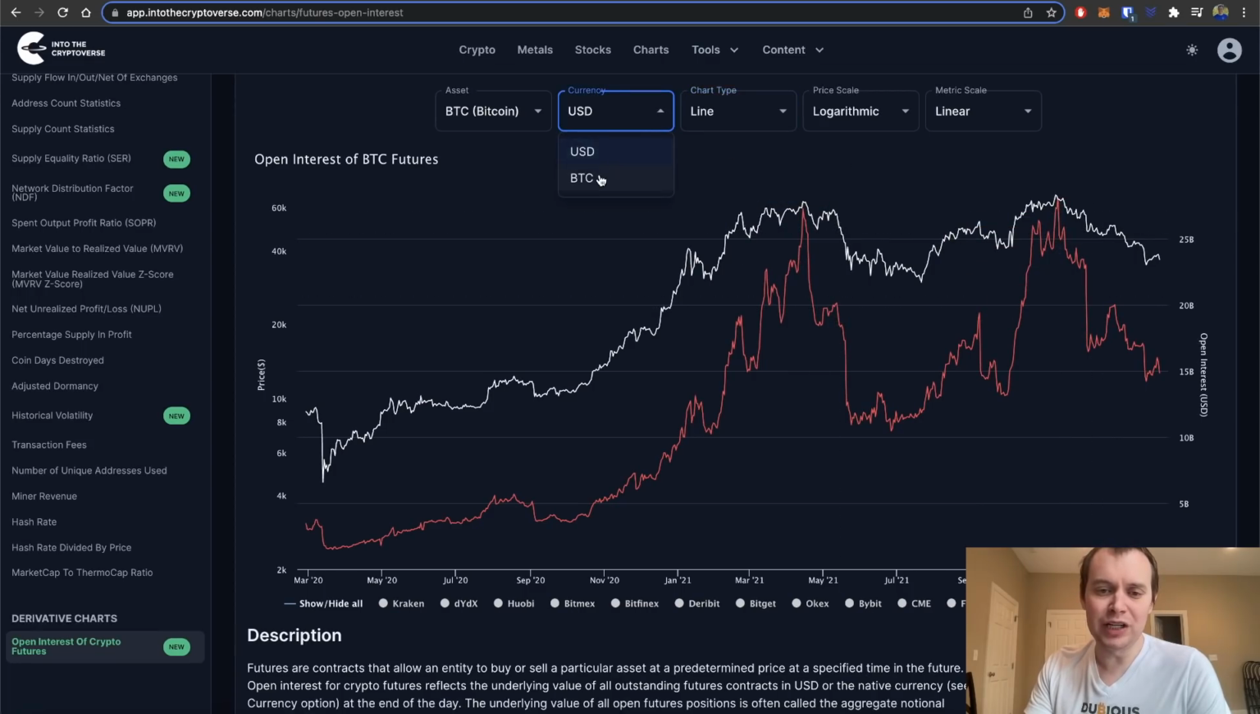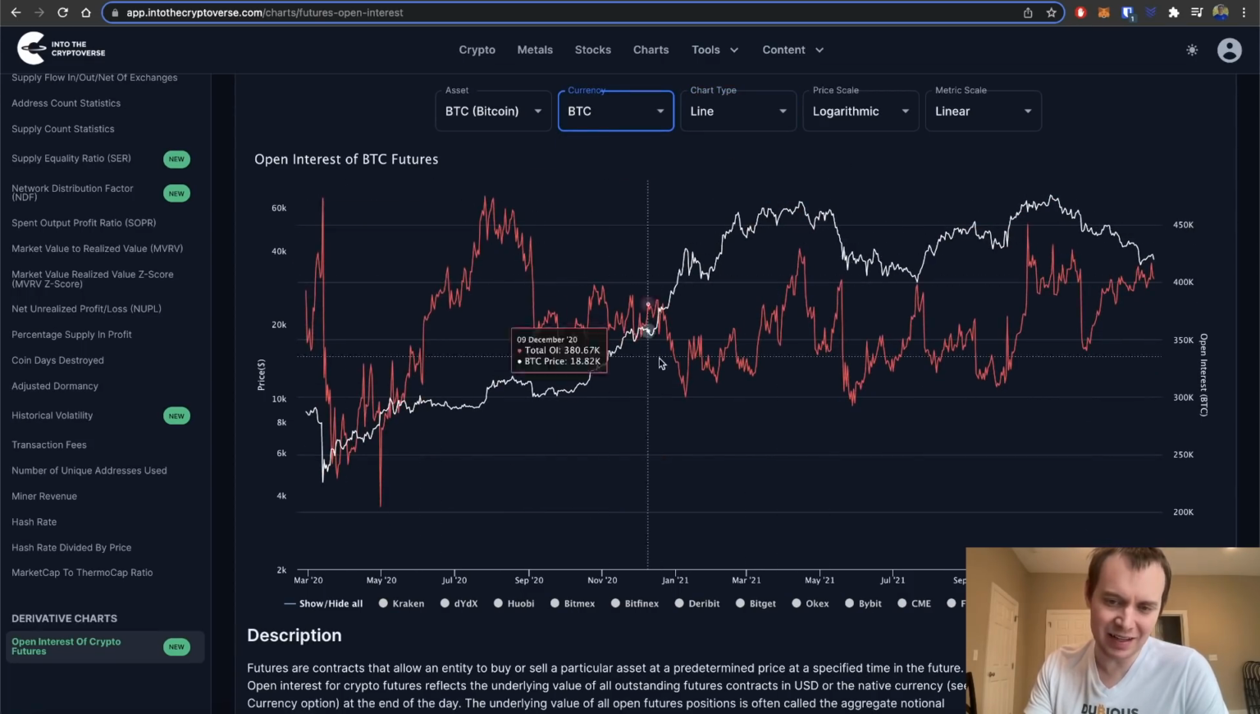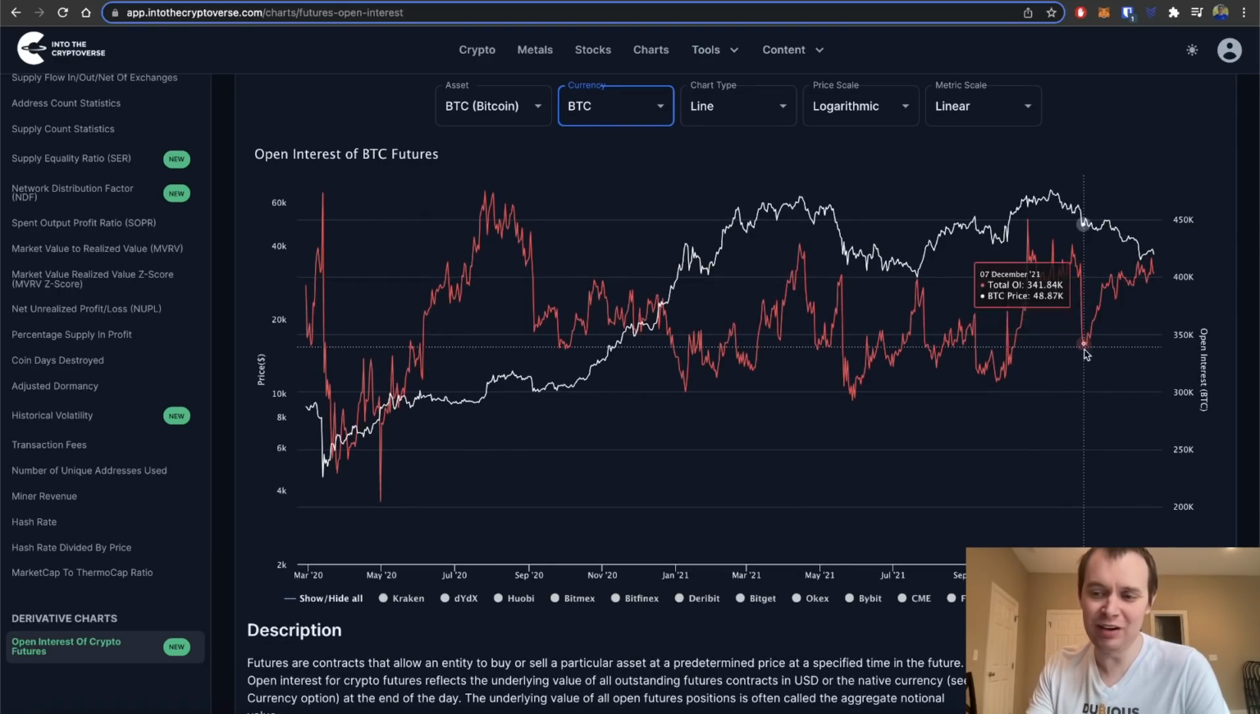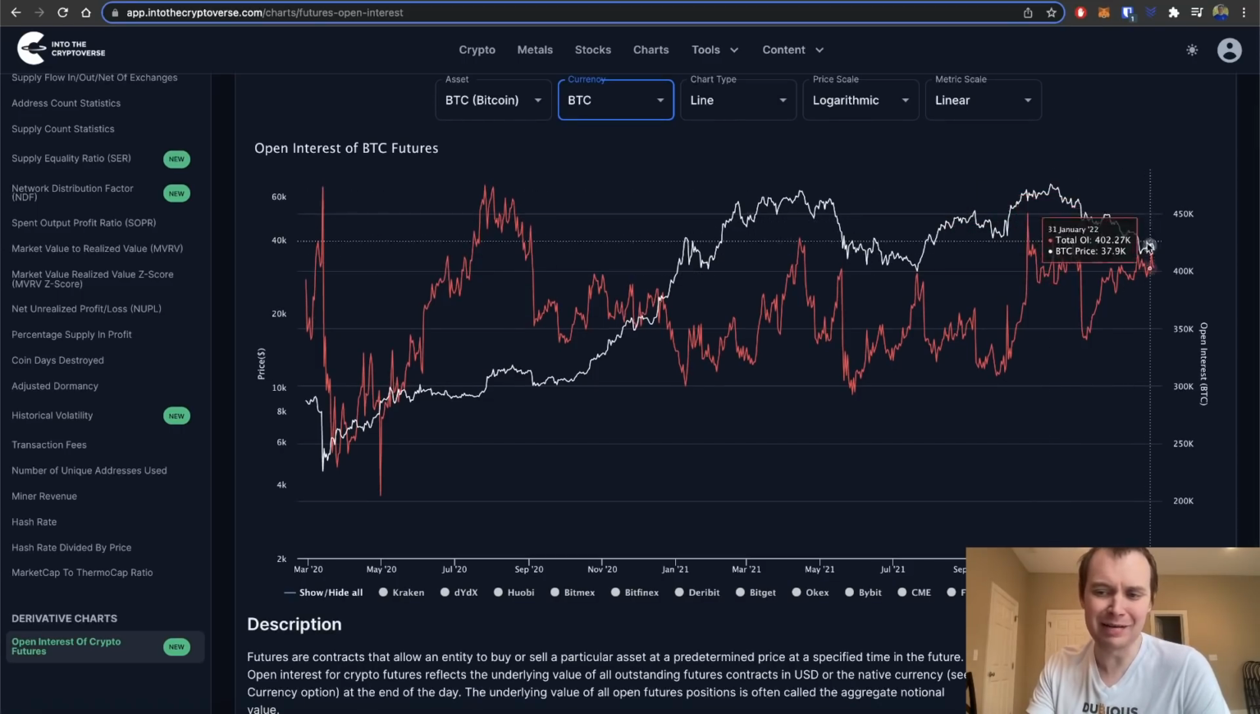And if you go look at it denominated in Bitcoin, you can see that it's basically just been sideways for a relatively long period of time. And actually, recently it's moving back up. This is not the first time that the price of Bitcoin has been going down while the open interest has been going up denominated in Bitcoin. We also saw something similar back during the summer lull, right? The price was going down, the open interest denominated in Bitcoin was going up.